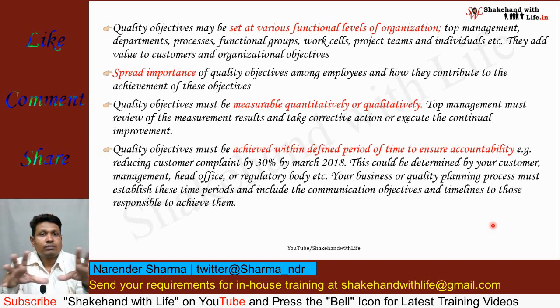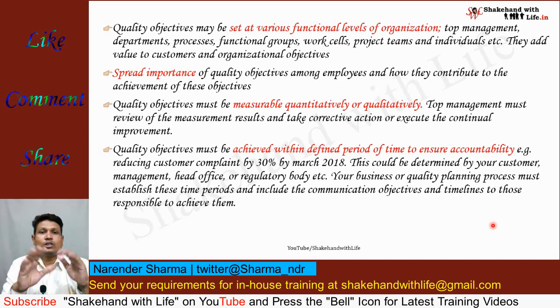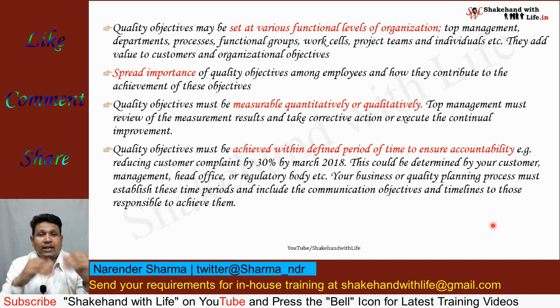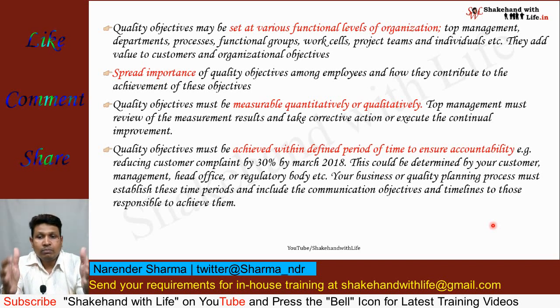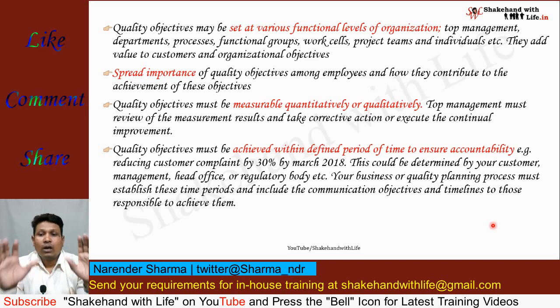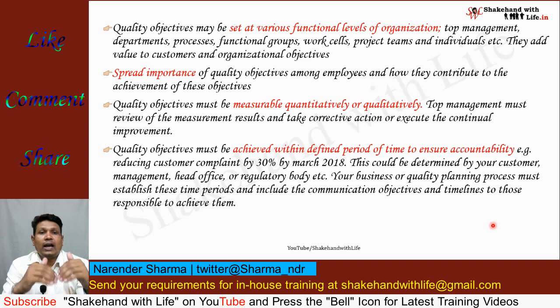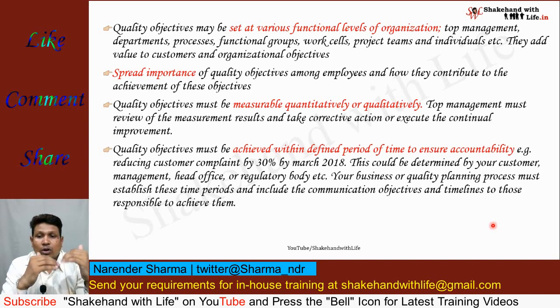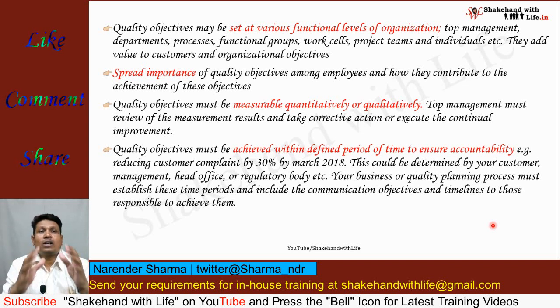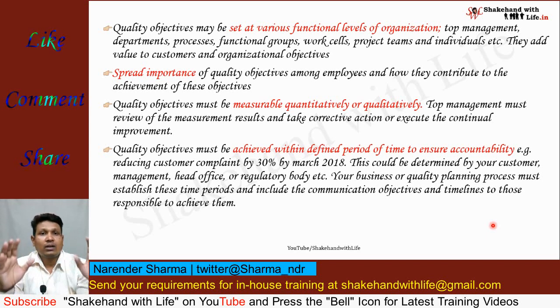Whatever type of business you are doing, with respect to implementing the quality management system, the quality objectives can be planned by the quality planning process and the timeline can be set, and the objectives and the timelines can be communicated to the people who are responsible for achievement of the quality objectives within a defined time frame.